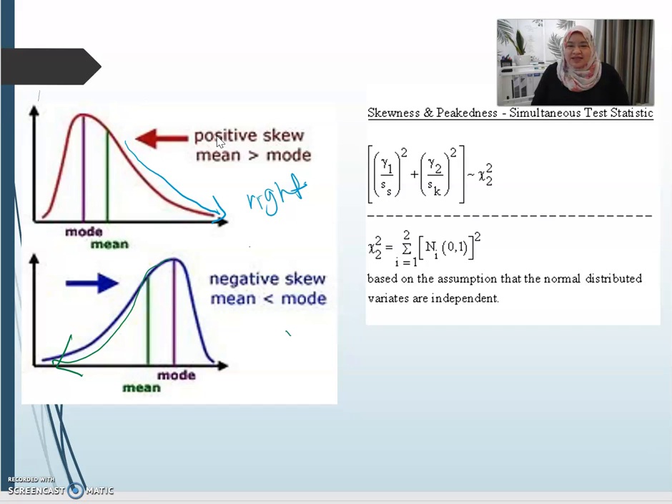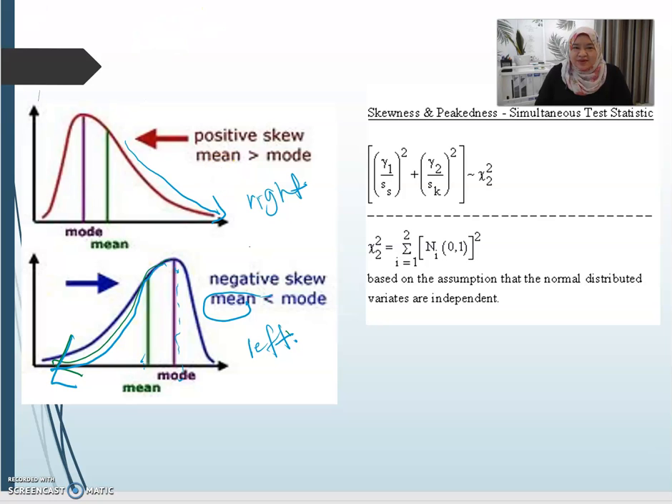And the second one is negative skew, which means your mean is less than your mode. The mode is here. The long tail is towards the left, or in other words, this is what we call a left skew. Skewness and thickness of the data are very important because they show you how your data is being distributed. You have to remember this.